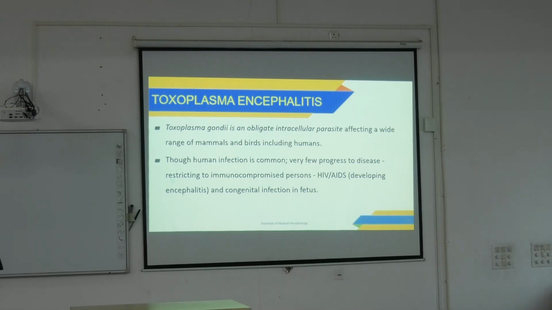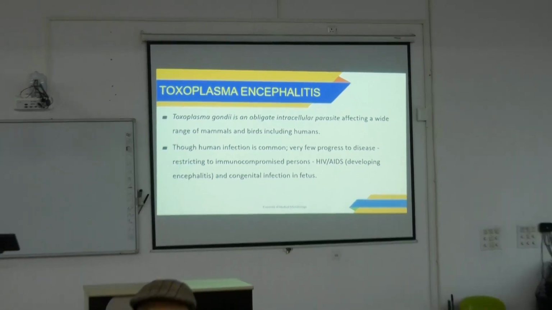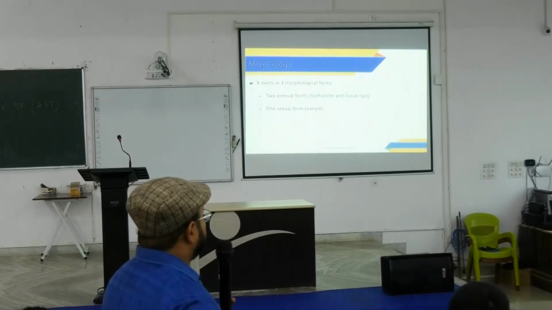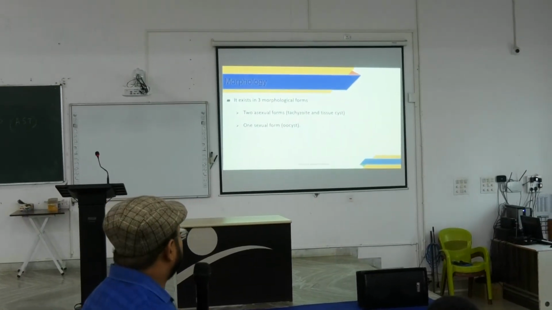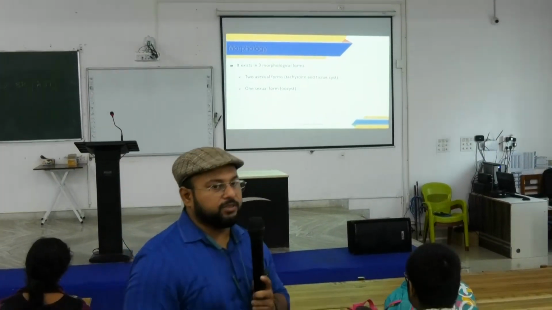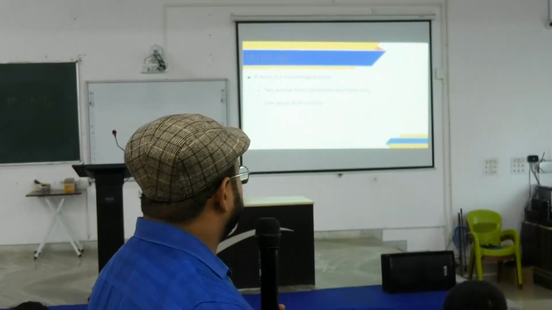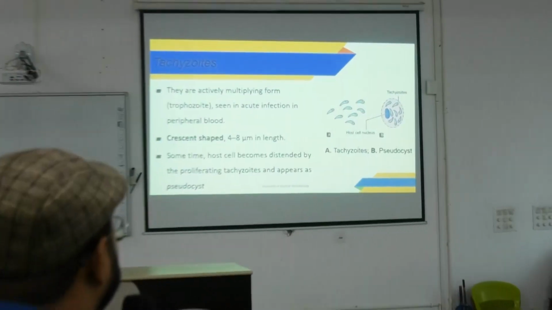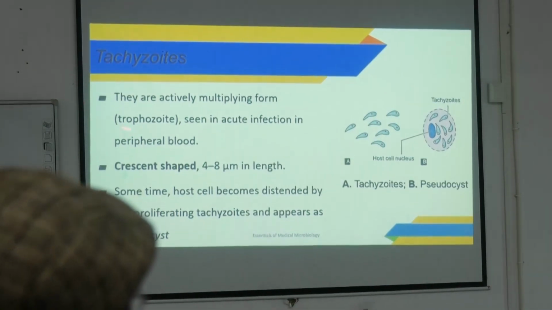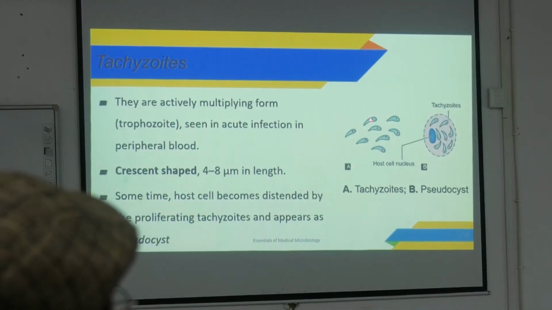The same thing, এটা আমাদের হিউম্যান ইনফেকশনস হলেও শুধু ইমিউনোকম্প্রোমাইজড পেশেন্টদেরই সিভিয়ার সিমটমস করবে, ইমিউনোকম্পিটেন্টদের জেনারেলি করে না। এক্সিস্ট ইন 3 মরফোলজিক্যাল ফর্ম, একটা হচ্ছে ট্যাকিজয়েড, একটা হচ্ছে টিস্যু সিস্ট, এইটা হচ্ছে অ্যাসেক্সুয়াল ফর্ম, আর একটা হচ্ছে সেক্সুয়াল ফর্ম যেটা হচ্ছে উসিস্ট, যারা গ্যামেটোসাইটস তৈরি করে। তো প্রথমে আসছে অ্যাসেক্সুয়াল ফর্মে যে ট্যাকিজয়েডস। ট্যাকিজয়েডস কি?